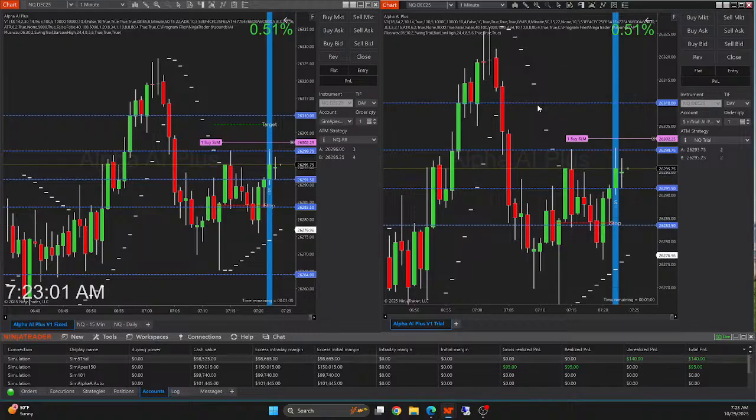Yeah, watch all the videos, and again, you can add any filters. The system has a lot of settings you can change, but adding more filters, it will miss a lot of trades.